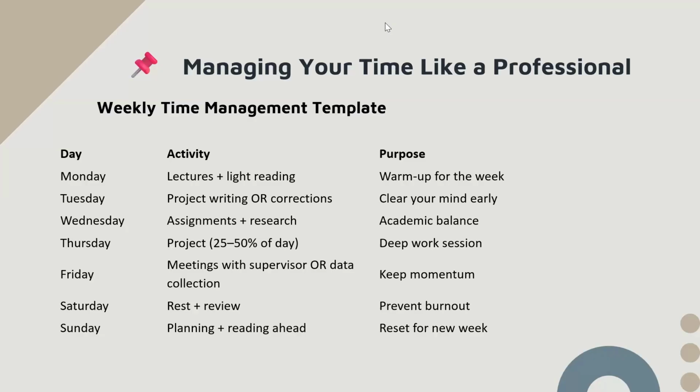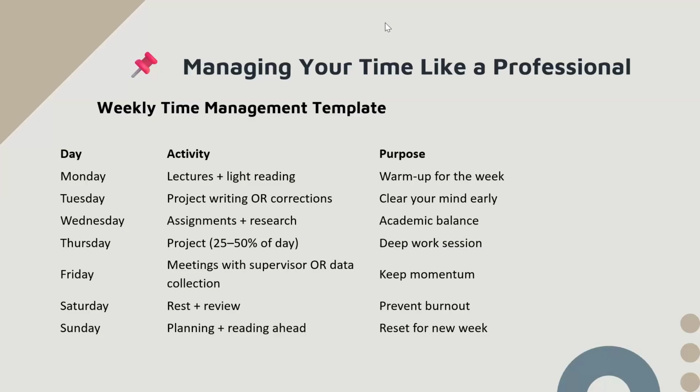So Mondays, lectures plus light reading as a warm up for the week. Tuesday, project writing or corrections. Clear your mind early. Wednesday, assignment or research, academic balance. Thursday, project, 25 to 50% of your day. That's deep work. You can assign maybe 2 to 3 hours that day to just focus on your project. It depends on your environment and your settings. For instance, if you have a roommate who is noisy, you might not be in full control of your time and your space.